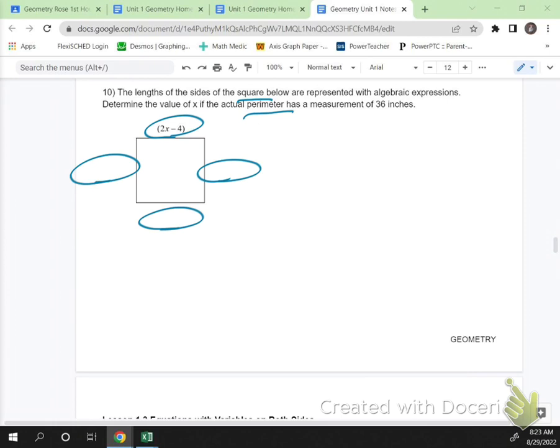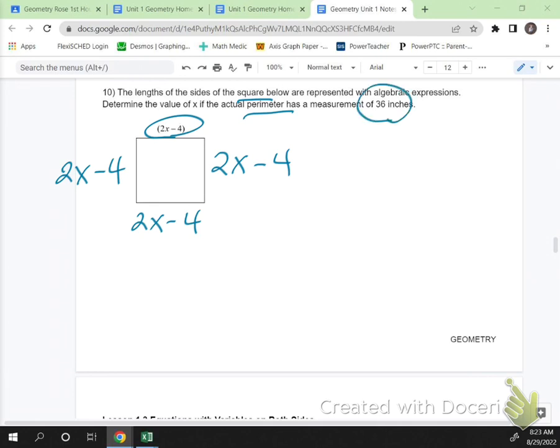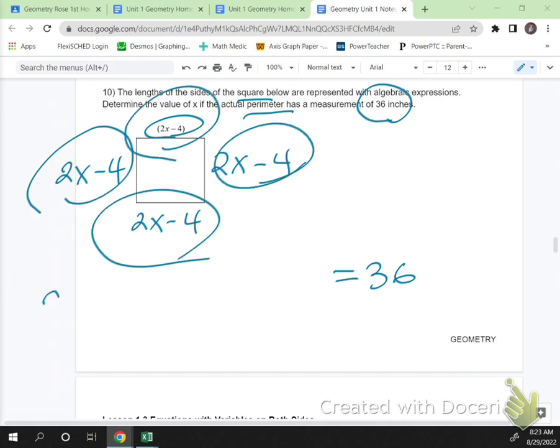All sides are the same length, so I'm going to write in 2x minus 4, because if I know one side is 2x minus 4, it must be the same expression for all of them. And since I'm doing perimeter, what equation should I make? I know the total is 36, right? How am I going to find x? There's two ways to do this. Jaden? 8x minus 16 equals 36. What did you do first? You added all these expressions up because it's perimeter and we add.